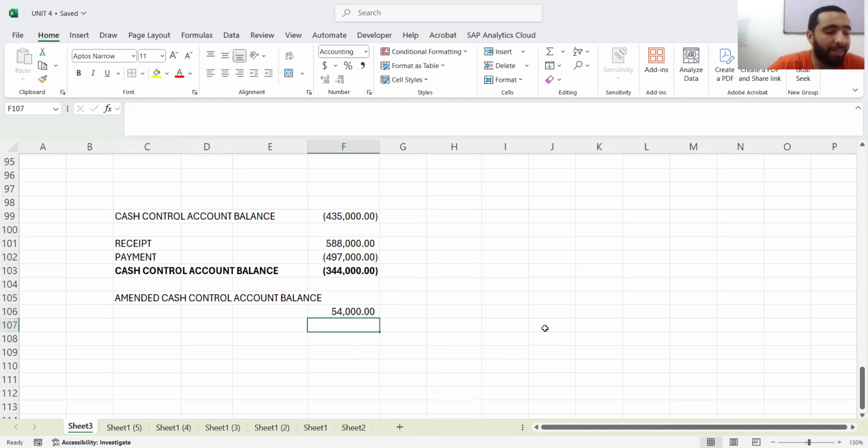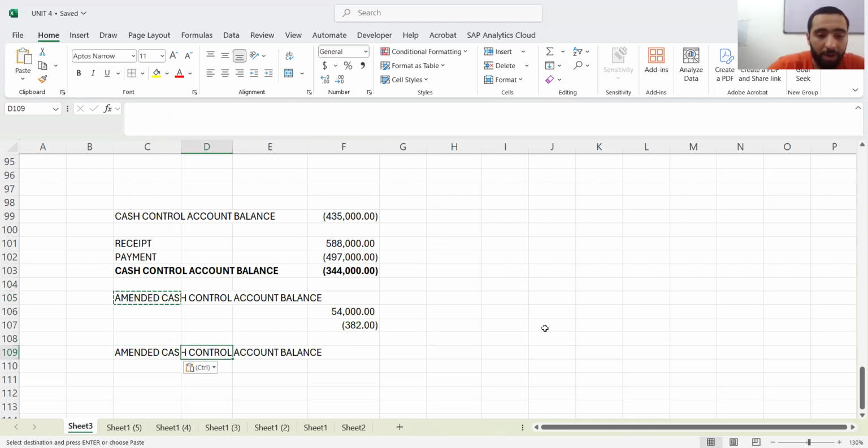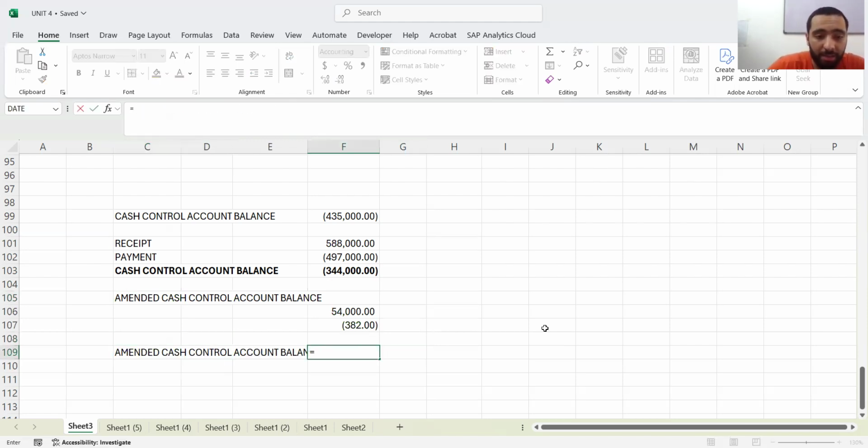54,000. And then there is a debit tax. Debit tax, what will happen? It will reduce, so you have to put it as minus. So what is the final amended cash control account balance? What is the final balance? The previous balance plus this plus this. Very simple. 290,382. Am I correct?